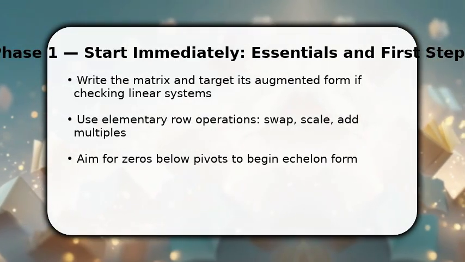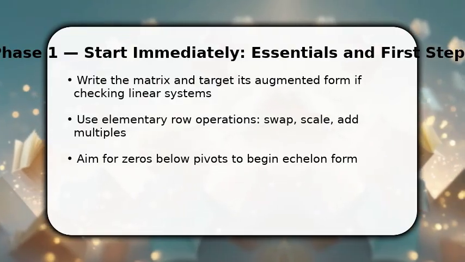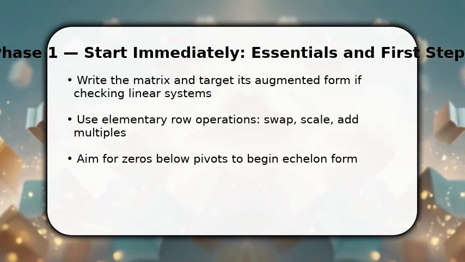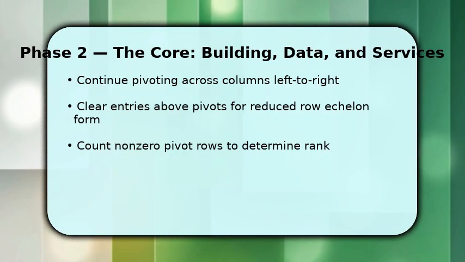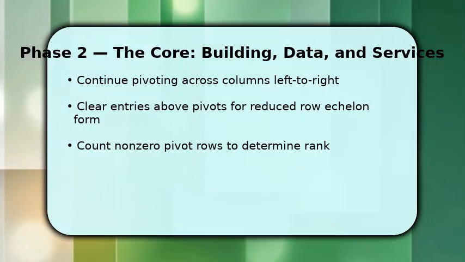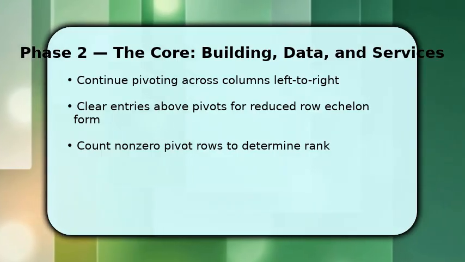Once you have zeros below the pivot, move to the next column and repeat. These steps establish row echelon form and reveal pivot structure. Now you continue pivoting across columns, moving left to right and down the rows. Make each new pivot in a lower row and different column.